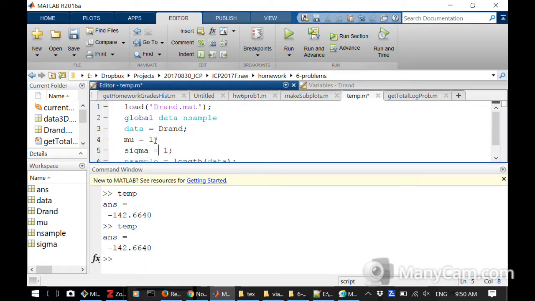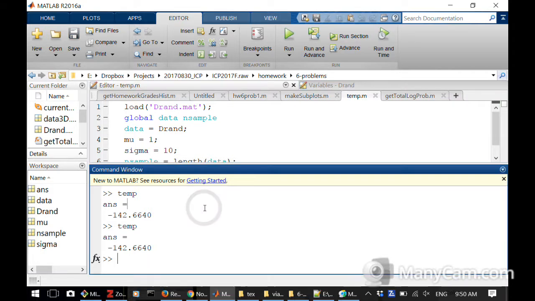Now let's say we want to change the input variable to something. So let's set mu to 1 and sigma to 10 and see what happens. We get negative 323, right? So you see, for each value of mean and sigma, we get a log probability for that data set.